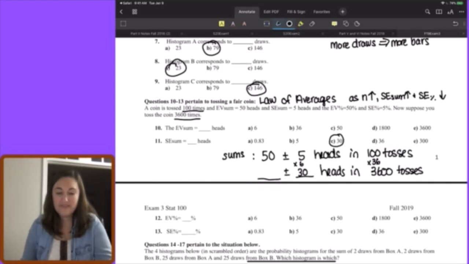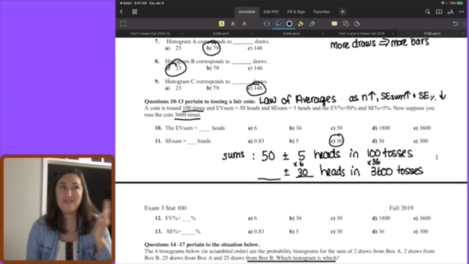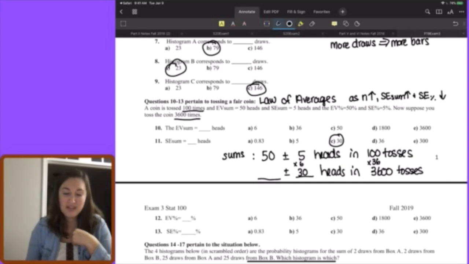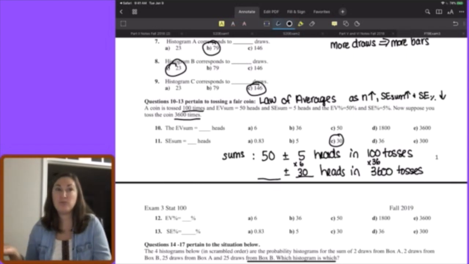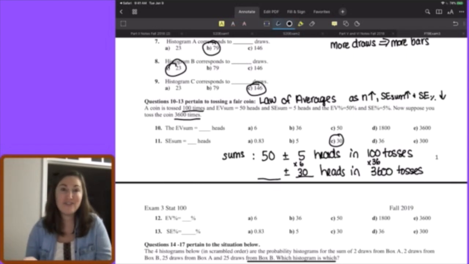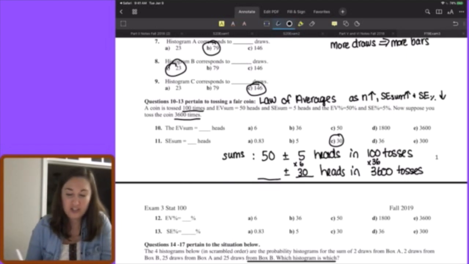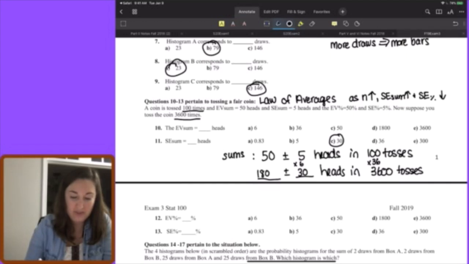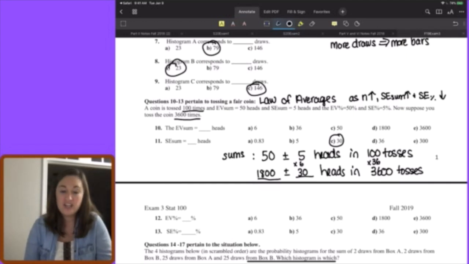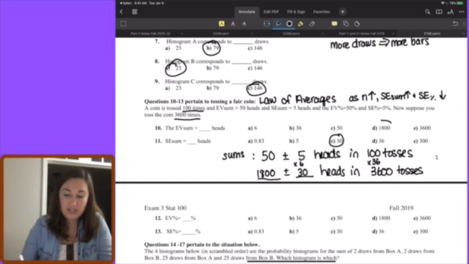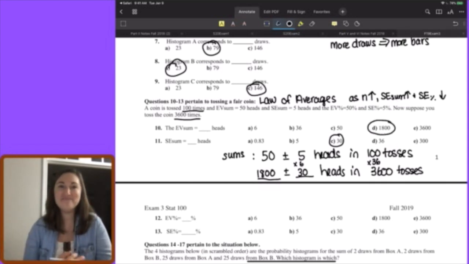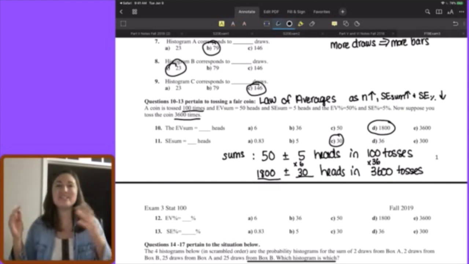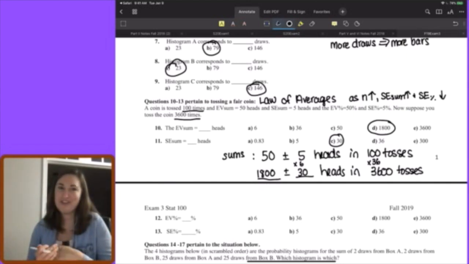And then the expected value depends on what you're dealing with: sums, averages, or percent. For sums, if we're tossing the coin 100 times, our expected value is 50. That means we'd expect to get half heads. Same thing for 3600. If I toss a coin 3600 times, my expected value of heads is 1800. For sums, I always like to think of the expected value as half of the n, no matter what. If I tossed a coin 1,000,000 times, the expected value would be 500,000.